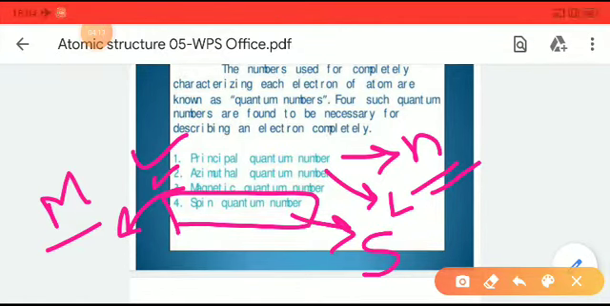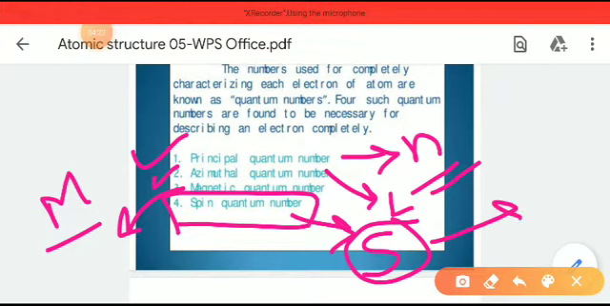The spin quantum number has not been derived from the Schrodinger equation. It is derived from another equation. More or less, the spin quantum number is not connected to the Schrodinger equation. But the first three, that is the principal quantum number, azimuthal quantum number and magnetic quantum number, are derived from the Schrodinger equation.